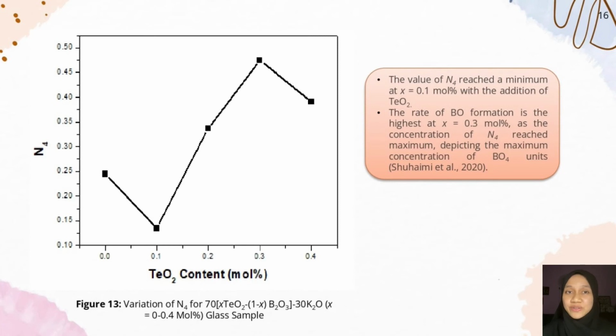Figure 13 illustrates the variation of N4 for the glass sample, and the value of N4 reached a minimum at X equals 0.1 mole% with the addition of TeO2. The rate of NBO formation is correlated with the concentration of BO4. Thus, lower values of N4 indicate lower BO4 formation.